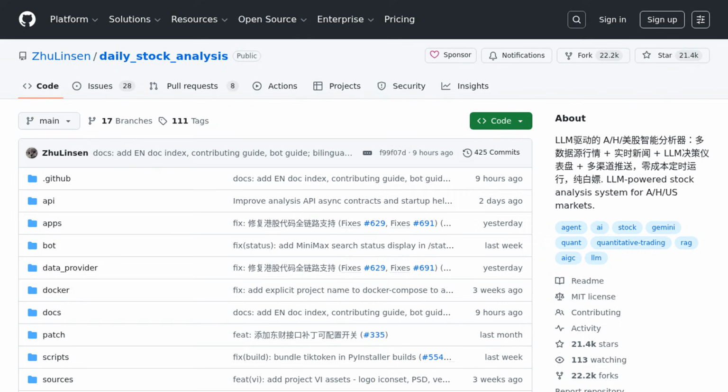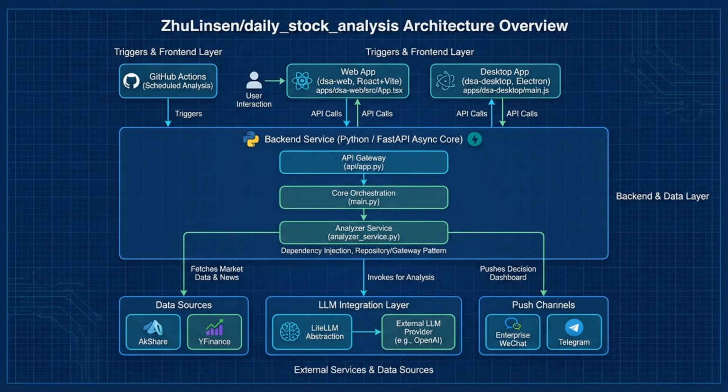At its core, it's a system powered by a large language model designed to analyze stocks across Chinese, Hong Kong, and US markets. It automatically collects data and then presents it in a concise decision dashboard. And the project's popularity is exploding. It has already amassed over 21,000 stars on GitHub, with more than 800 of those added in just a single day. This kind of rapid growth shows just how much interest there is from both the developer and investor communities.